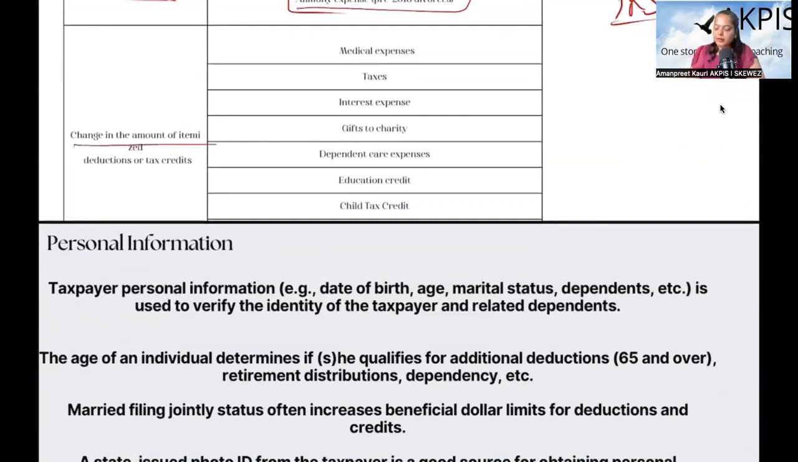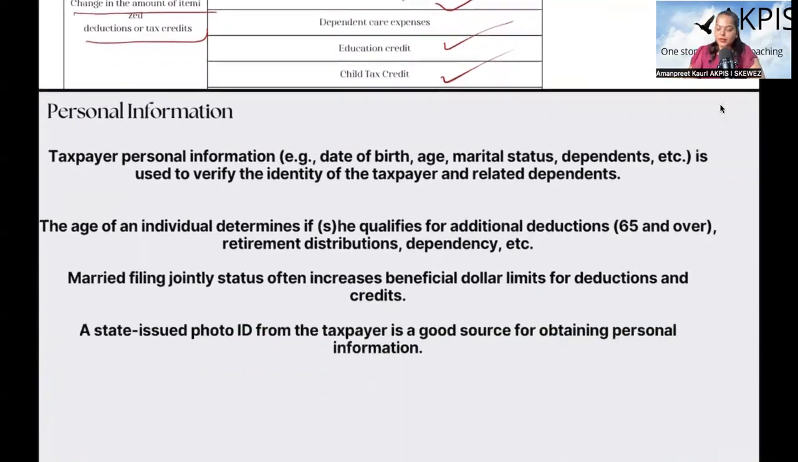Then change in the amount of itemized deductions or the tax credits, for example, what kind of medical expenses you have for the purpose of eligible deduction, taxes, interest expense, charity, educational credit, child tax credit, because these credits lower your taxable income, right? So that's why we need all these details, and that's why they are also referred to or named as preliminary work related to the previous year returns or other kinds of changes.